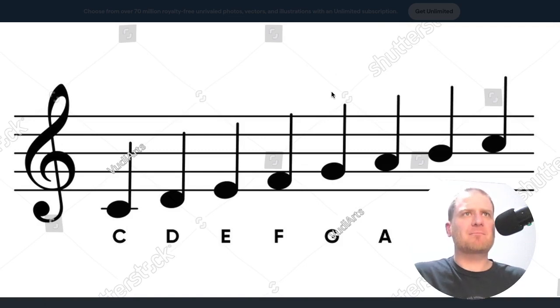What you see in front of you is essentially how music is communicated in written form. How melodies are written out, how rhythms are written out, and sometimes chords as well. Sometimes chords will have a chord symbol. We'll talk about that on the channel.